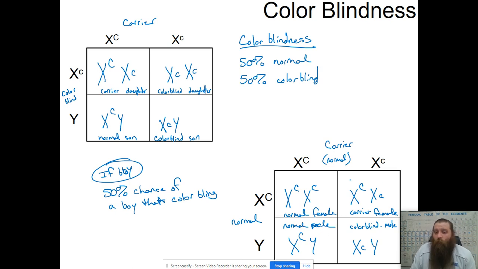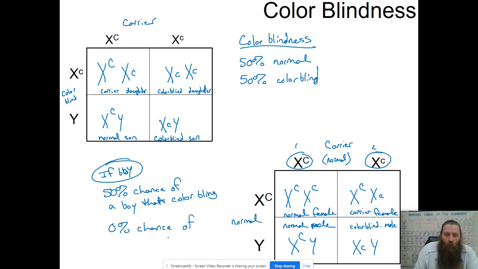Because the X chromosome that goes to the son comes from the mom. So you either get that one or you get that one, right? One or two. If you get chromosome 2, you're colorblind. So we see sex-linked traits like colorblind showing up more commonly in men than in women. In the girls here, you have a 0% chance of a female that is colorblind, right? You might get a carrier, but she can still see.